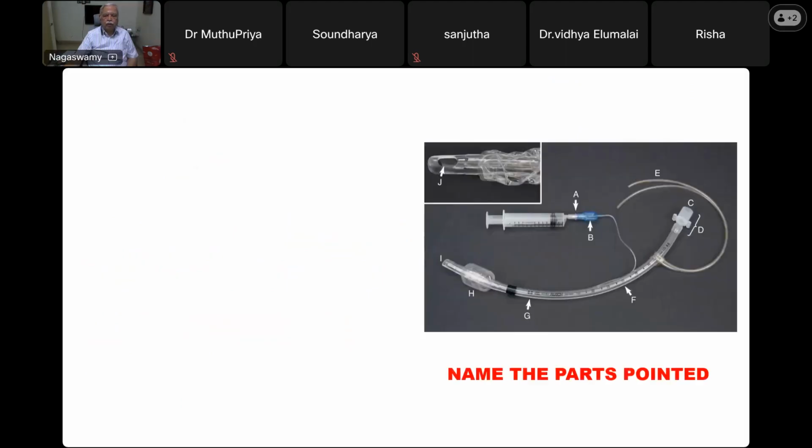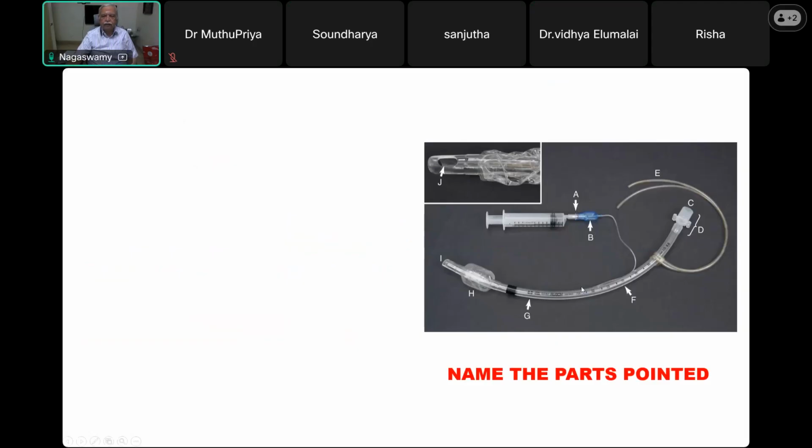This is a very common, very basic thing. Name the parts of the tube that you are using every day. Tracheal tube. Sometimes the basic things may floor you, so it is better to know everything about the basic instruments. What is A? Pilot balloon inlet, pilot inflation valve, C and D: female connector, ET tube connector.